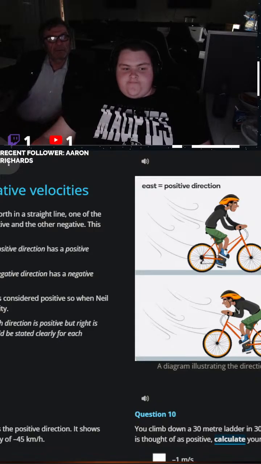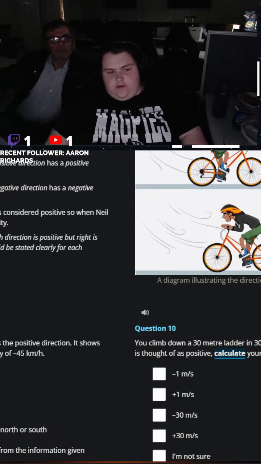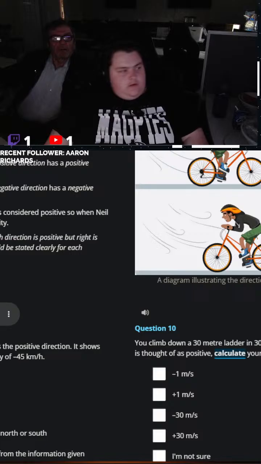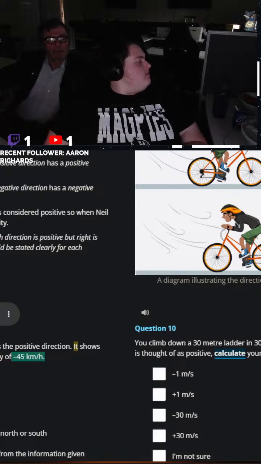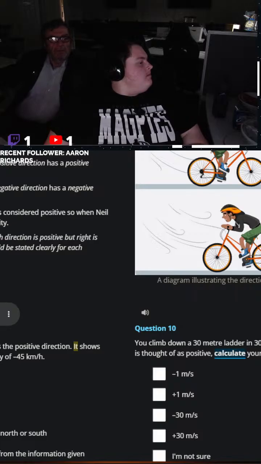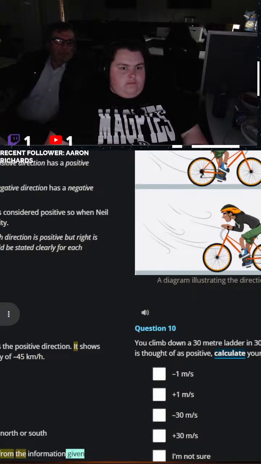Alright, so question 9. A tracking system defines north as the positive direction. It shows that a drone is flying with a velocity of minus 45 kilometers per hour. Identify the direction it is going. North, south, a direction other than north or south. It is impossible to say from the information given. I'm not sure.